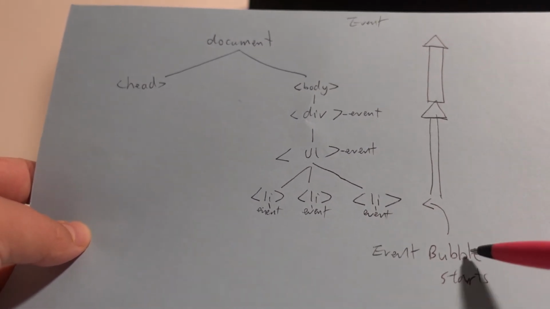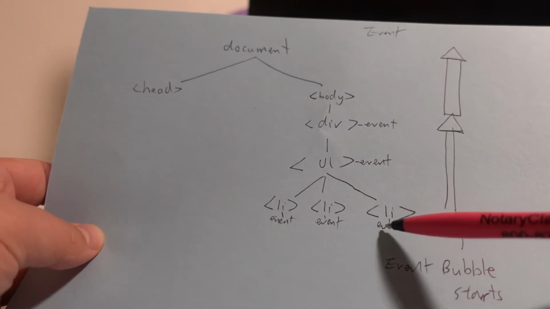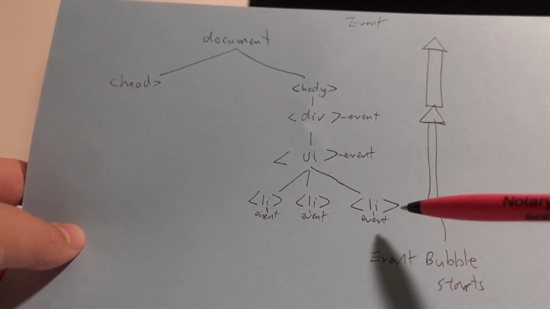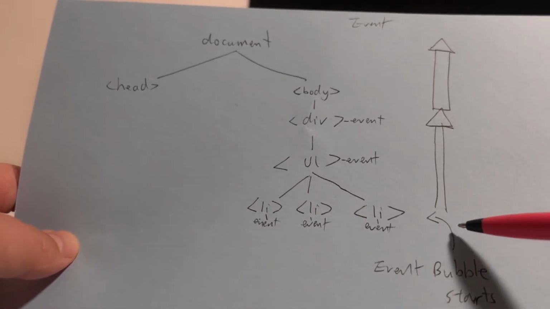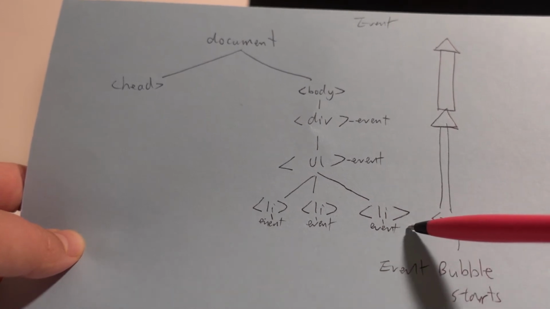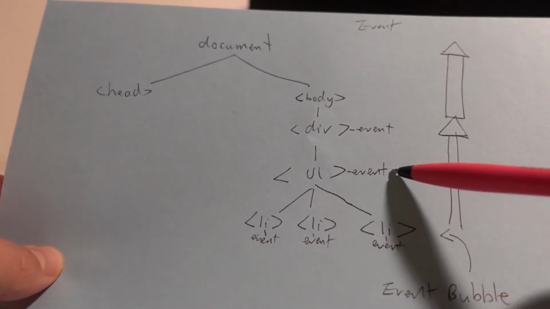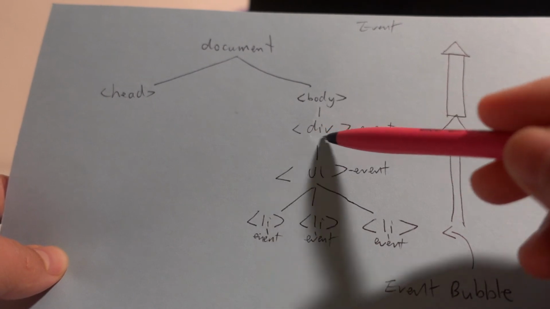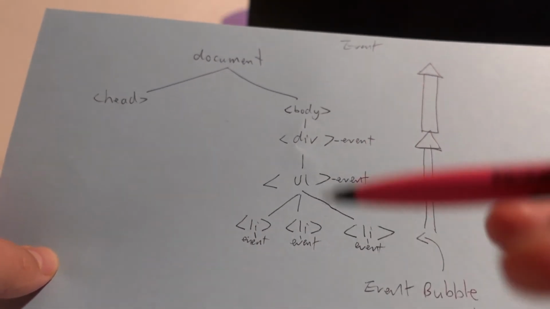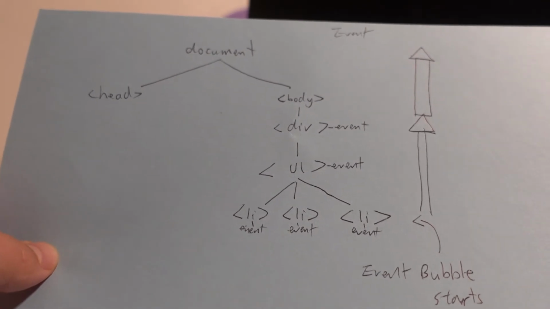The event bubbling will start at the very bottom, which is the most inner element that you see here. And then it goes up. So it will trigger this event first, and then the ul event, and then the div event that's registered. So that's the idea of the event bubbling.